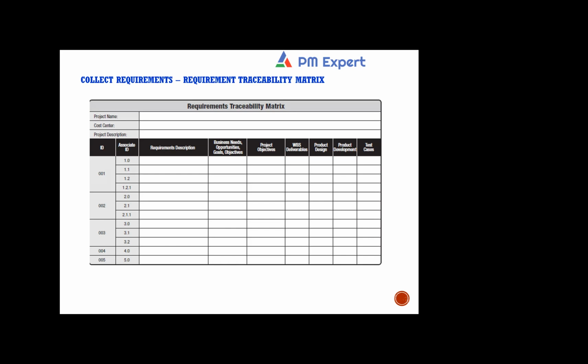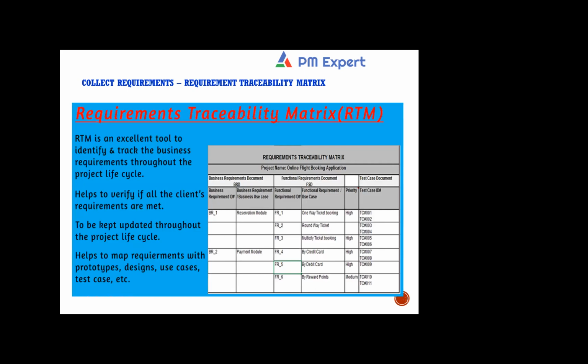This is one format of traceability matrix. It is more exhaustive and elaborate. Now, a requirement traceability matrix can be a very simple format like this also. For example, in this, we have only business requirements, functional requirements, and the test scenarios.